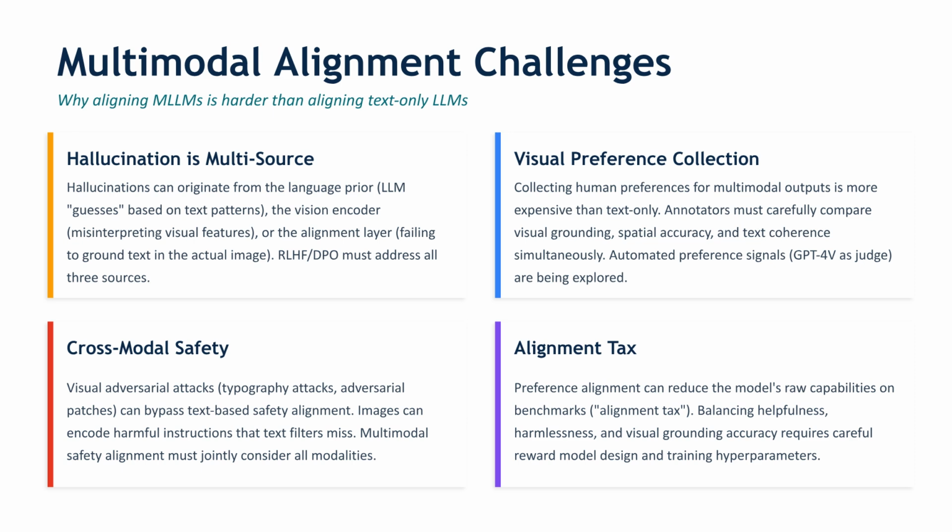Visual adversarial attacks like typography attacks and adversarial patches can bypass text-based safety alignment entirely. Images can encode harmful instructions that text filters never catch. This means multimodal safety alignment must jointly consider all modalities. Fourth, there is an alignment tax. Preference alignment can actually reduce the model's raw capabilities on benchmarks. Balancing helpfulness, harmlessness, and visual grounding accuracy requires very careful reward model design and hyperparameter tuning.